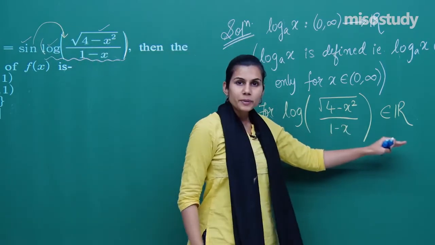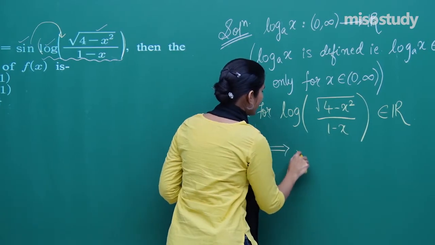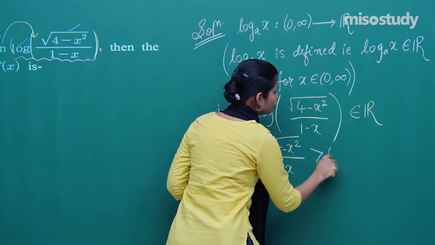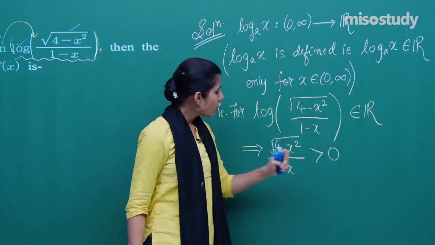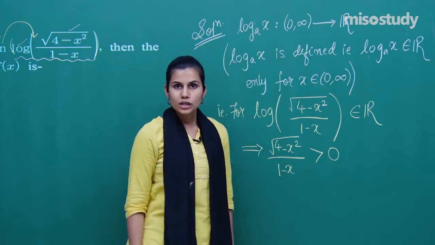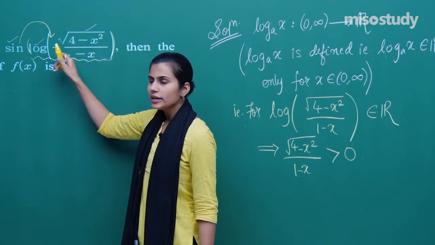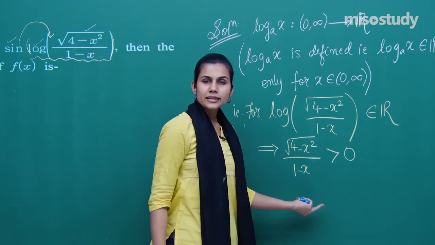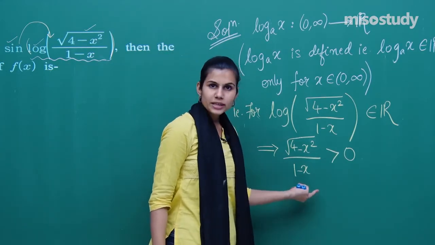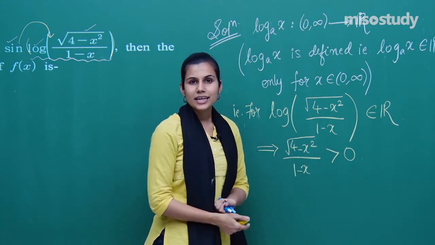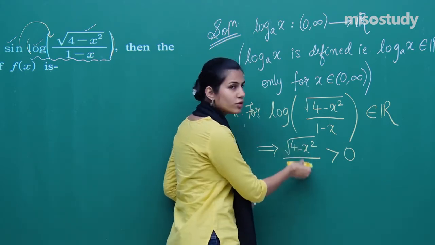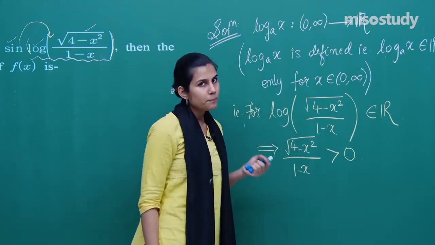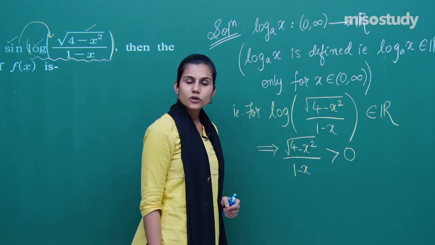And for this to be real, I want that under root 4 minus x square upon 1 minus x should be belonging to 0, infinity, or it should be greater than 0. So, for sine to act upon it, this expression should be real. For this expression to be real, this expression should be greater than 0. And for this expression to be greater than 0, what is it that I want? I want either both the numerator and denominator should have a minus sign, or both numerator and denominator should have a plus sign. Only then can I get greater than 0 expression.